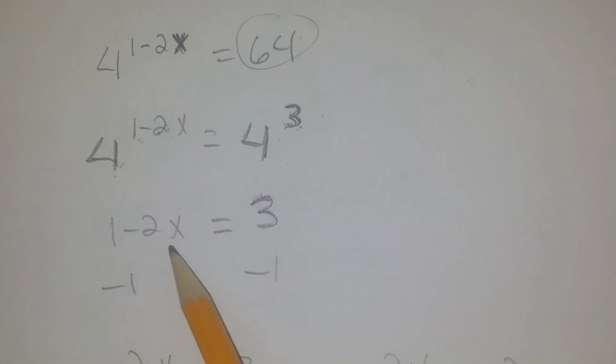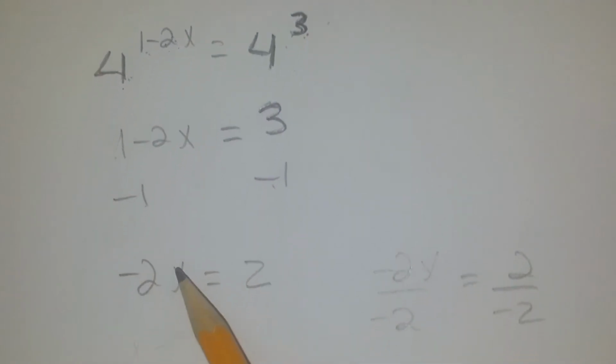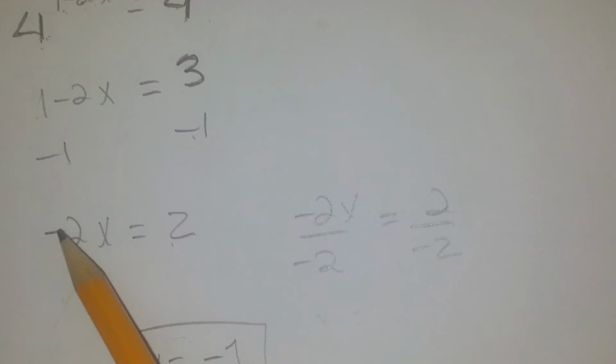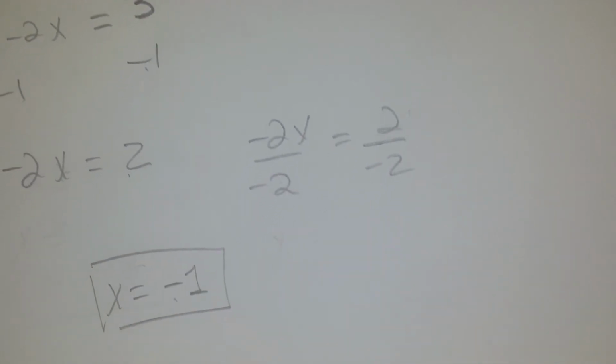Okay? So 1 minus 2x equals 3. So I just use algebra now. I subtract 1 from each side. I have negative 2x equals 2. And then we're just going to divide. Obviously, I have to get this. I divide negative 2x by negative 2. I divide both sides by negative 2, and I get x equals negative 1.